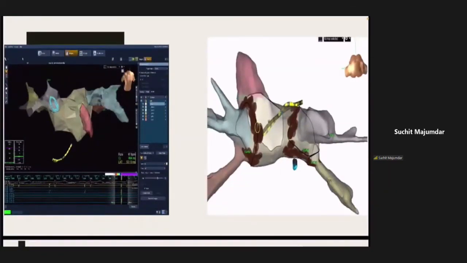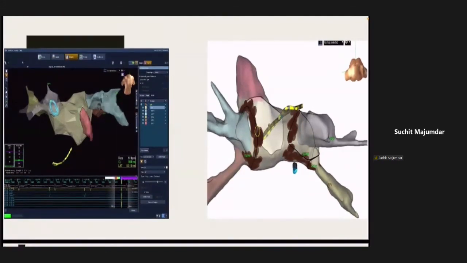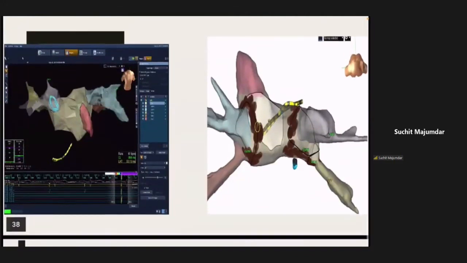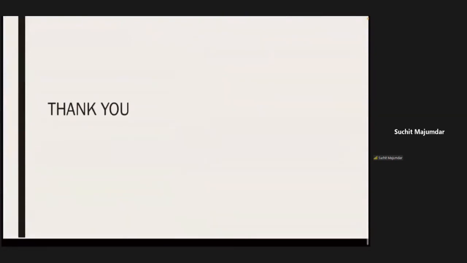So this is how we go for catheter ablation. We isolate the pulmonary veins because most atrial fibrillation begins as a triggered activity within the pulmonary veins. So pulmonary vein isolation gives around a 75% chance of cure of atrial fibrillation in the first therapy. Thank you.